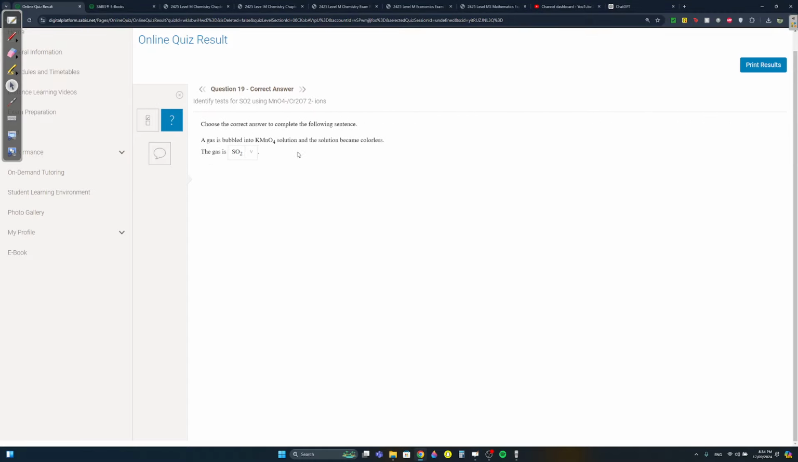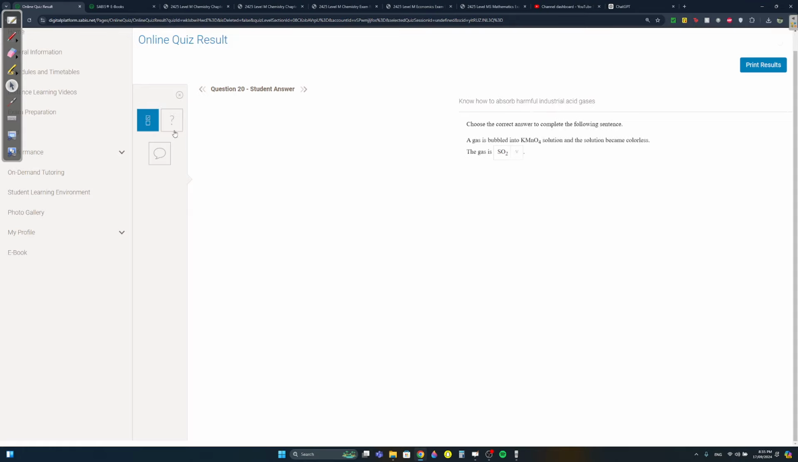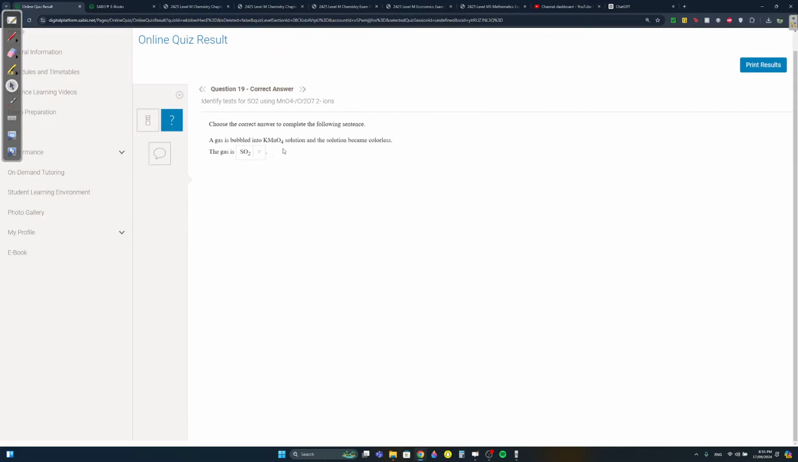19. A gas is bubbled into KMnO4 solution and the solution becomes colorless. What gas is that? It's SO2. It's in the book. Just know that you can test for SO2 if you bubble the gas and the solution becomes colorless. The two things, MnO4, which is permanganate, and Cr2O7, dichromate, whenever there's SO2 with them, they become colorless. That's how it works. They might ask you what might cause a change in color of dichromate ions to colorless. You say SO2.